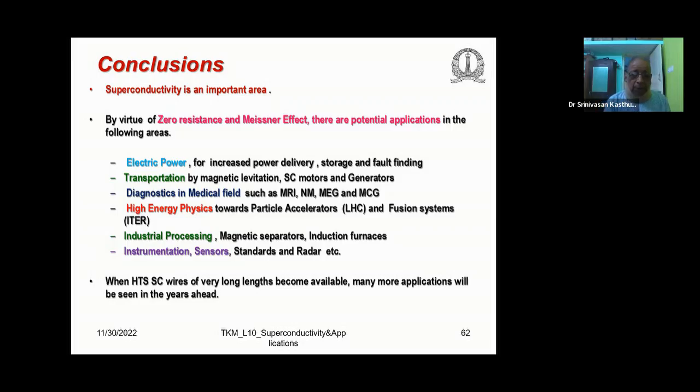Then under industrial processing, we have seen the magnetic separators, induction furnaces, etc. In instrumentation, sensors, standards, radars, all those things. And for high temperature superconductors, you require very long lengths of wires. When they are available, many more applications will also be possible over the years.